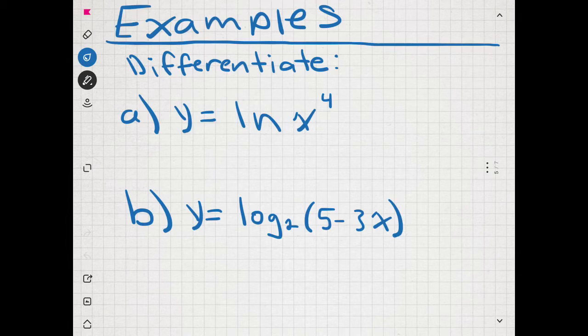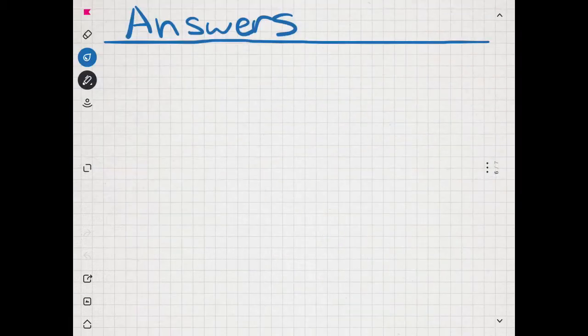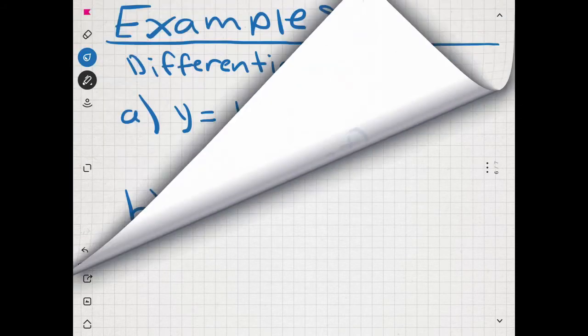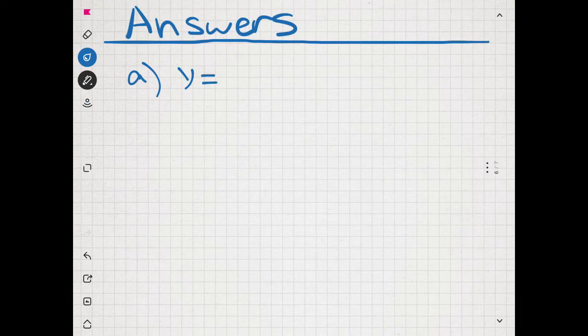We have two questions here, and they want us to differentiate. For A, we have the function y is equal to ln x to the power of 4, and the second question is y is equal to log base 2 of the function in brackets, 5 minus 3x. Let us start off with A, and let me write it so I can remember. Y is equal to ln x to the power of 4.